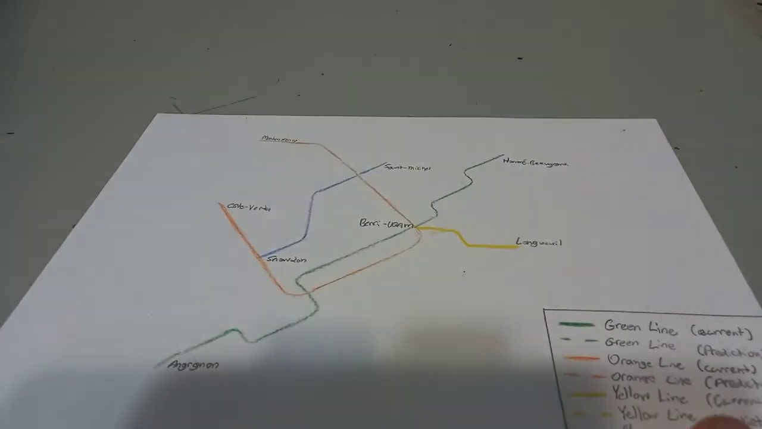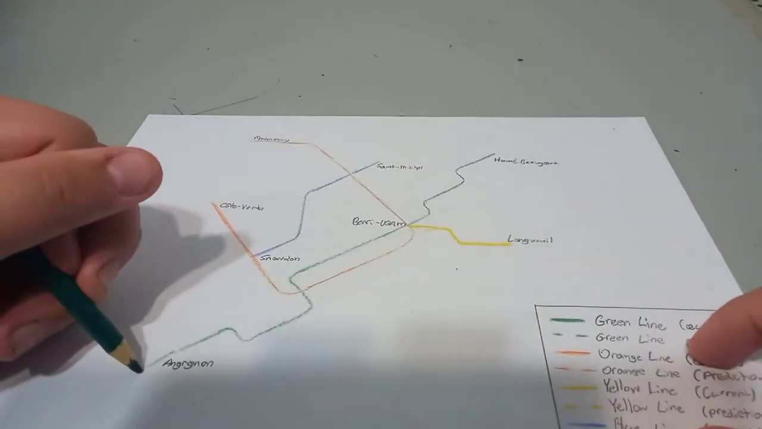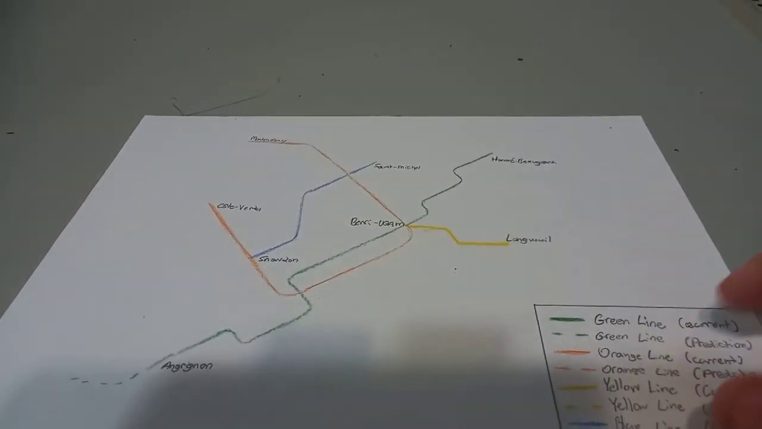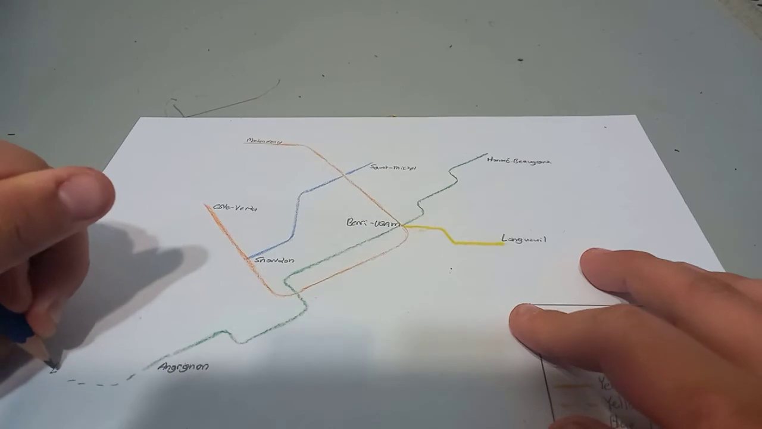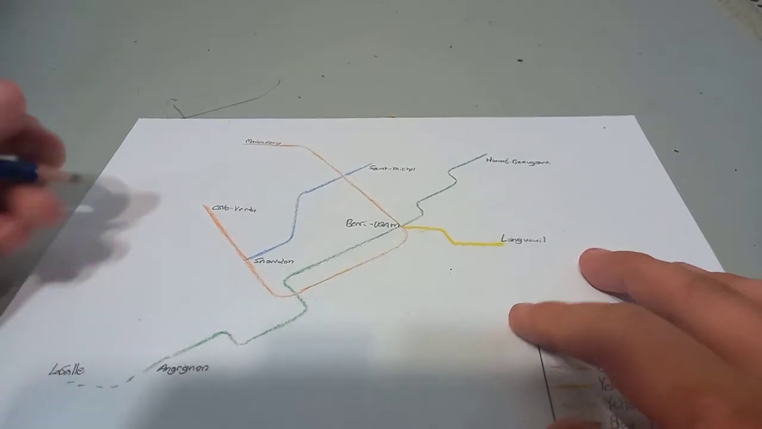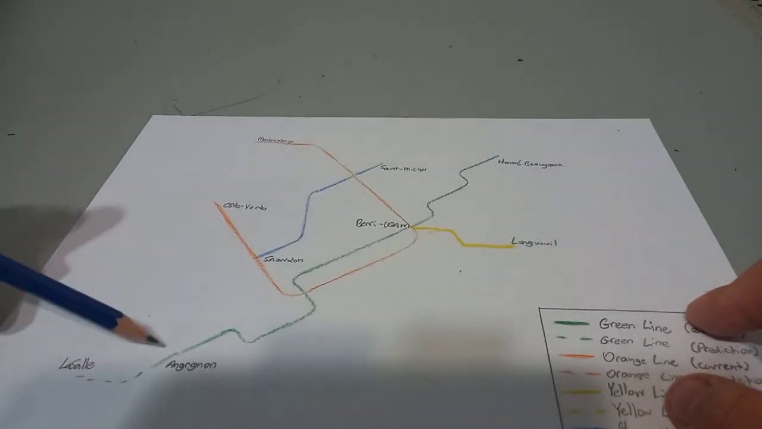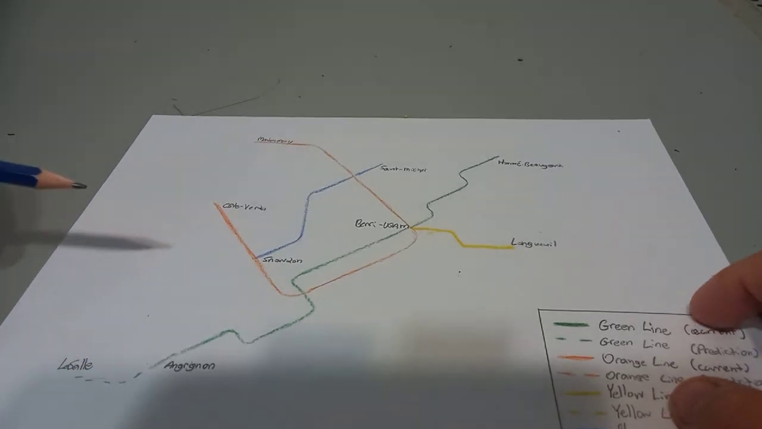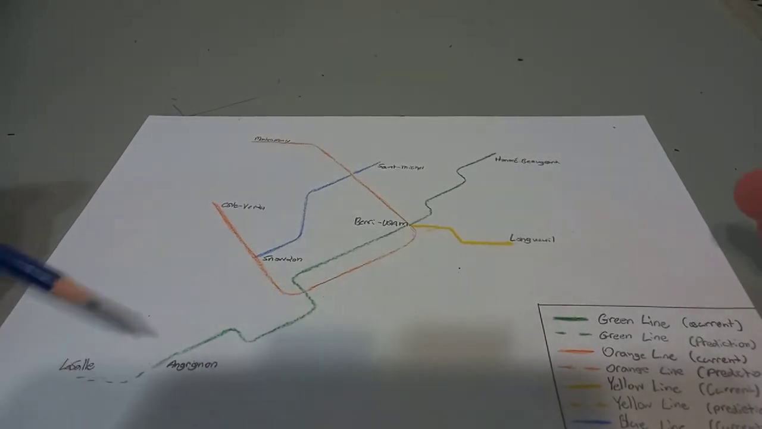There we go. Anyways, we might as well start right now. We're going to start with the green line. I think it's going to end here, and the new terminus will be LaSalle, at the LaSalle train station where it currently is. That's one of my predictions. So from Angrignon to LaSalle, there would probably be two stops, I don't know. Anyways, it's going to end there, and one of them is probably going to be like Newman and all that.